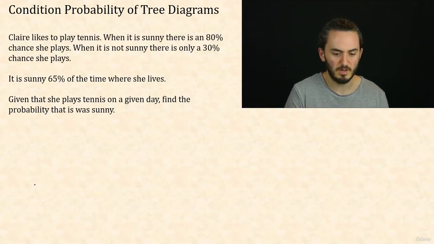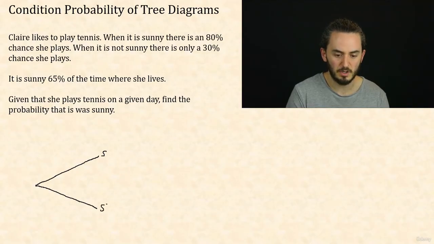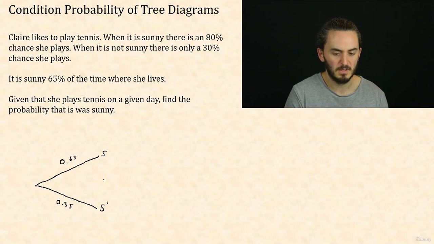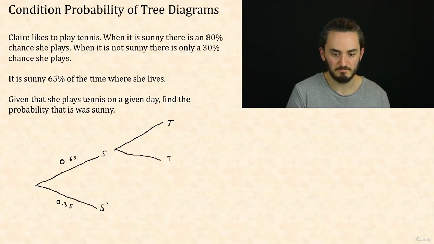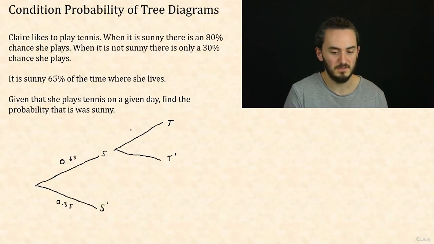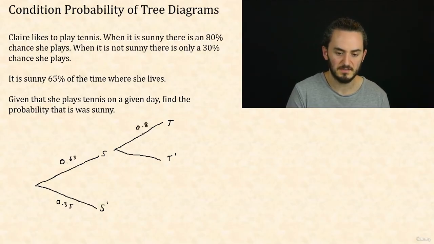So here's a tree diagram representing this all. It's either sunny or it's not sunny, so S or not S. I'm going to use S dash, the complement of S. And we know that in general, it's 0.65 for sunny, and therefore 0.35 for not sunny. Now, what about the tennis? Well, if it's sunny, she either plays tennis or she doesn't. If it's sunny, there's an 80% chance she plays tennis, and therefore a 20% chance that she doesn't play tennis.